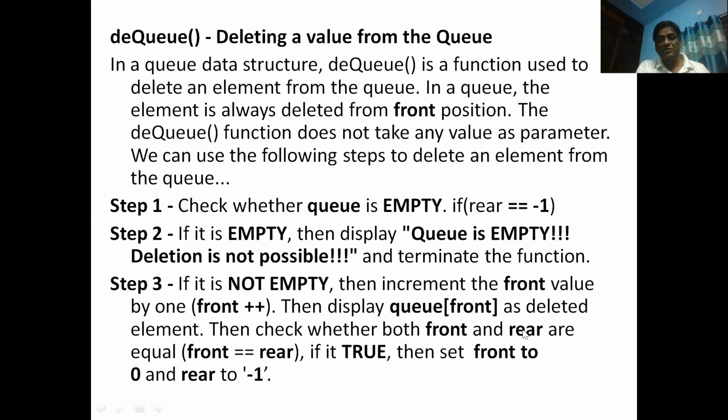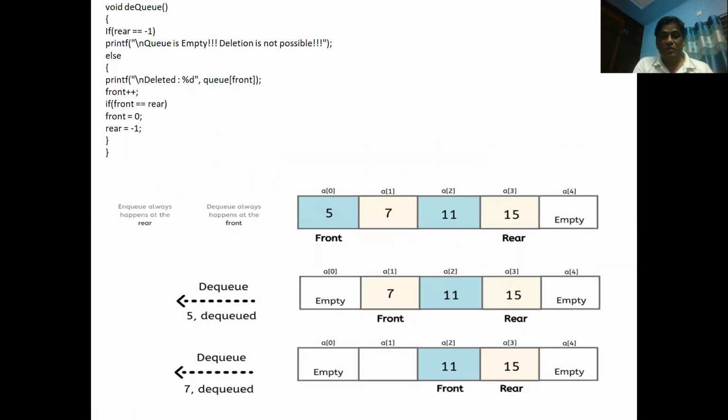If the queue contains one element, then you need to initialize the front to 0 and rear to -1 so that the queue empty conditions are properly met. Otherwise, the next insertion and deletion operations will be wrong. Okay, so this is the code for the dequeue operation. You need to remember this. There is no parameter taken here.